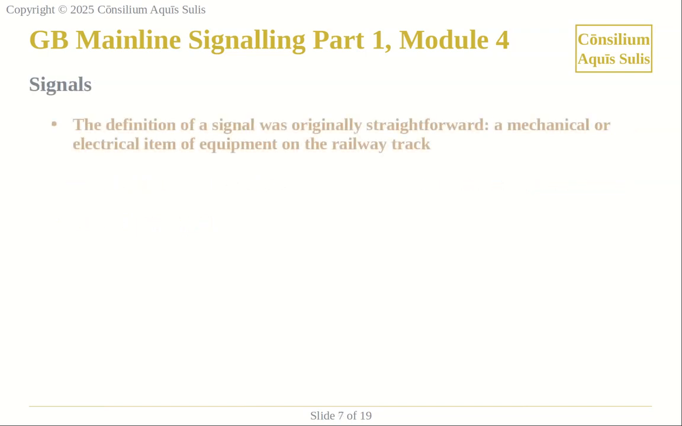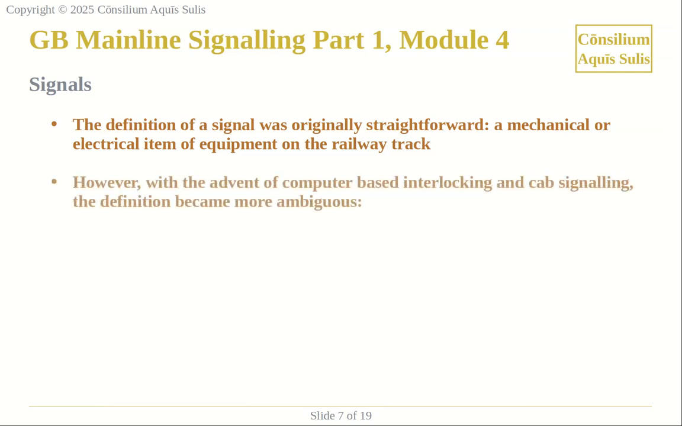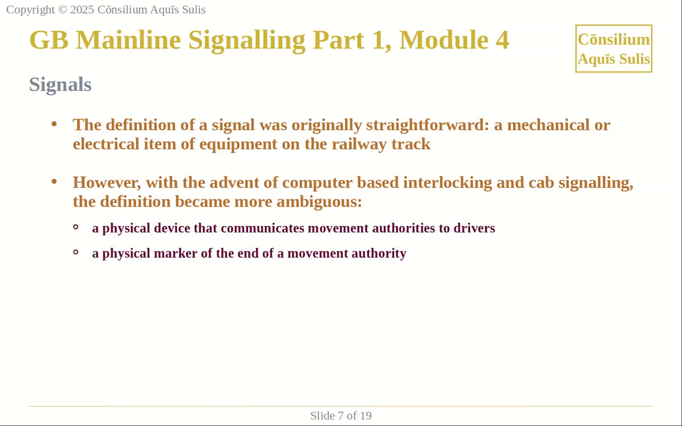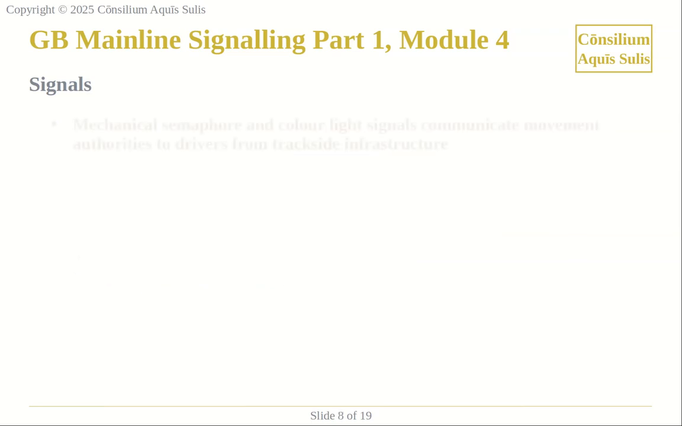The term signal was originally quite straightforward. It was a mechanical or electrical piece of equipment on the track that communicated movement authorities to the driver. But as we move into the information age with computer-based signalling and cab signalling, the definition became a little bit more ambiguous. It could be the device that communicates the movement authority, or it could be a physical marker at the end of the movement authority, or it could simply be an association of interlocking states, or states within other parts of the signalling system, that conveniently were allocated the name signal.